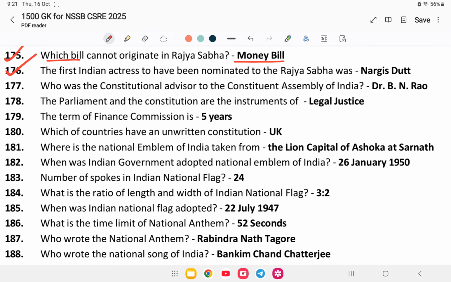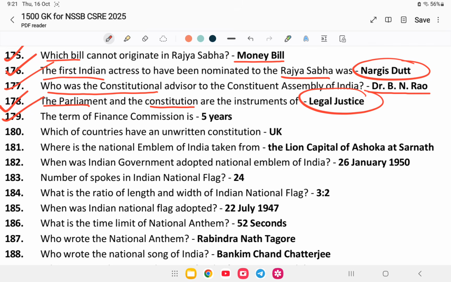Which the first Indian actress to be nominated to the Rajya Sabha to kunja Nargis Dutt, who was the constitutional advisor to Dr. B.N. Rau. Question number 178. The Parliament and Constitutions are the institution of legal justice. 179. The term of the Finance Commission is 5 years. 180. Which country has an unwritten constitution? Constitution to likhina nai kojile to UK.